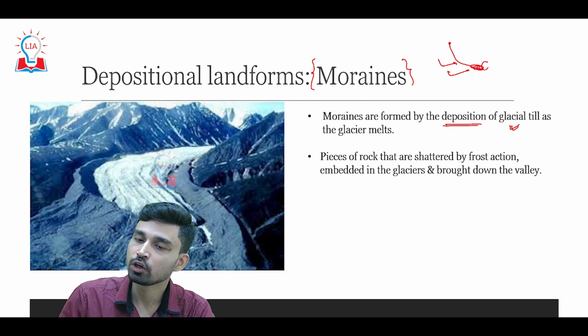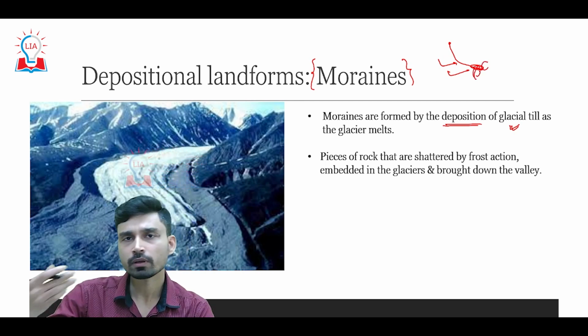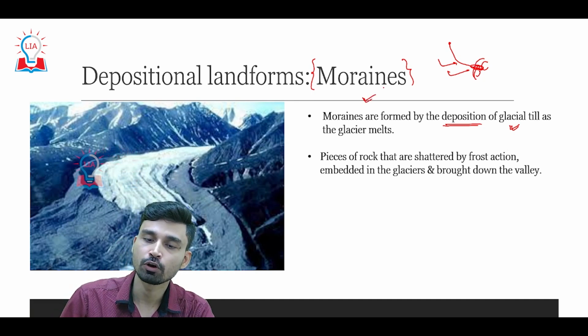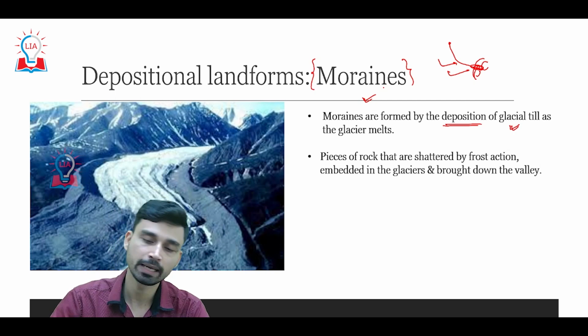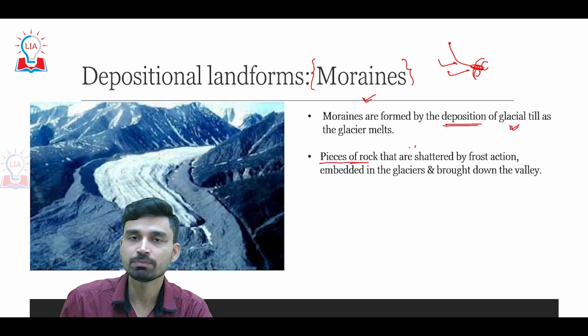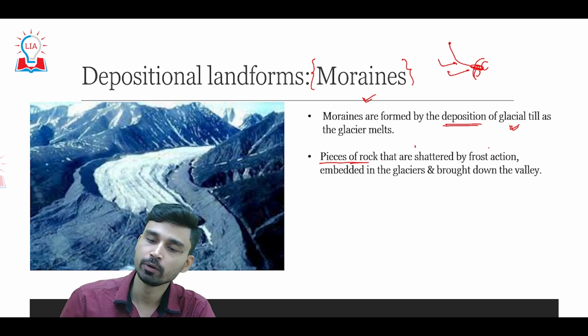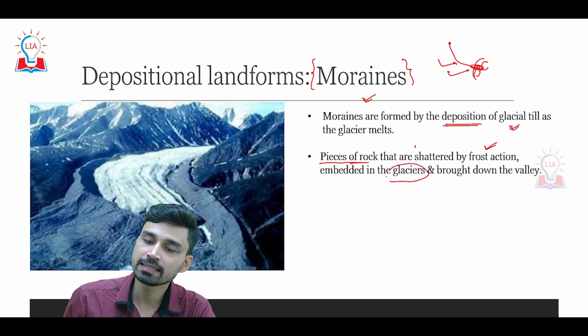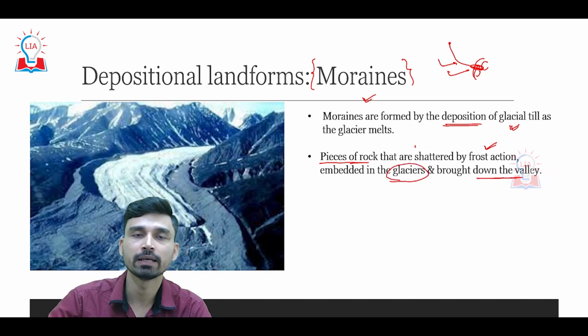And when the glaciers start to melt, they deposit whatever sediment they are carrying along with them, leading to formation of moraines. So in other words, moraines are nothing but pieces or fragments of rock which have been shattered or broken due to the action of glaciers such as frost action, which are embedded in the glaciers and then brought down the valley by the glacier.